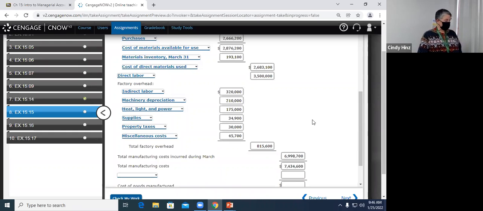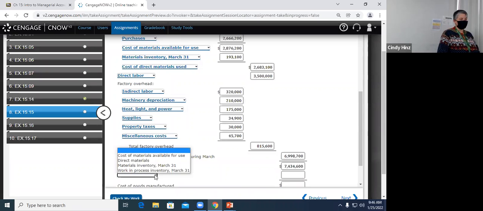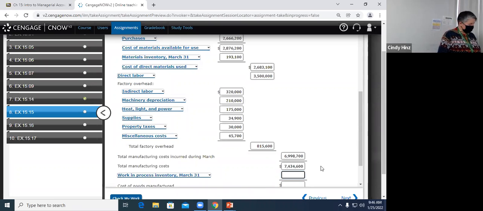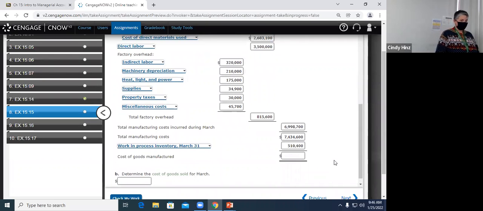March. But just like in February, it's likely that at the end of March, there's some stuff that we still haven't finished. And so we want to know, how much did we not have finished at the end of March? What was the ending balance in the work in process inventory account at the end of March? And that was given in the exercise. 510,400.